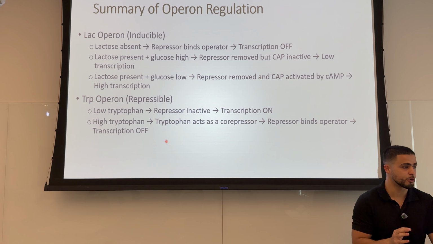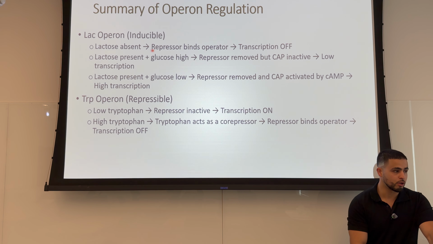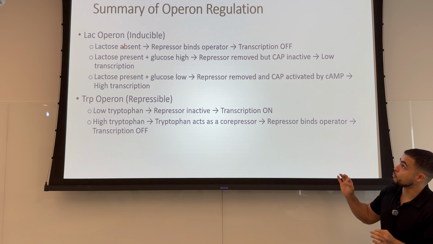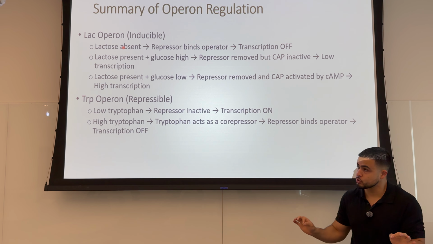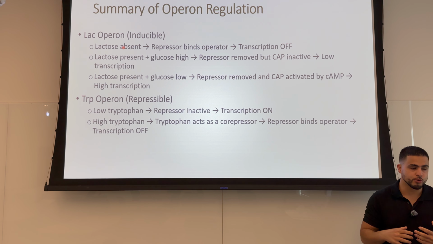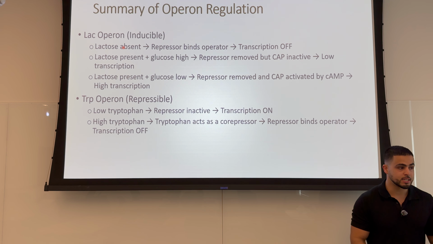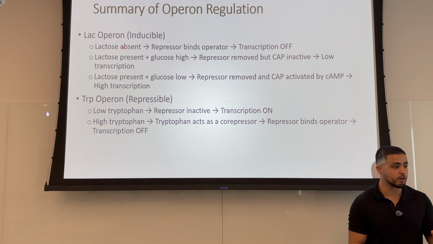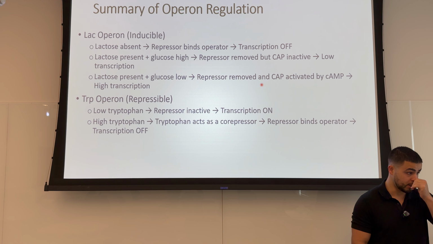All right, so this is just a summary of operon regulation. You can pause and really think about these, but I'll run through them. So lactose absent, repressor binds operator and transcription is off. Lactose present with high concentrations of glucose, repressor is removed, but CAP is inactive, so you have low transcription because you can still rely on glucose. Whereas when lactose is present and there's no glucose, you really have to rely on lactose, so the repressor is removed and you have that positive control with CAP to increase the transcription.